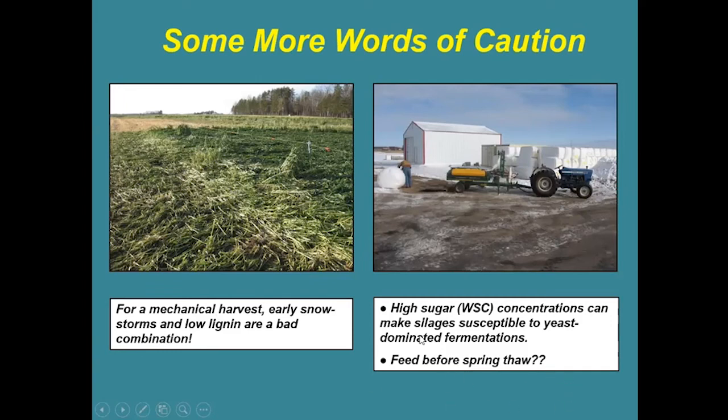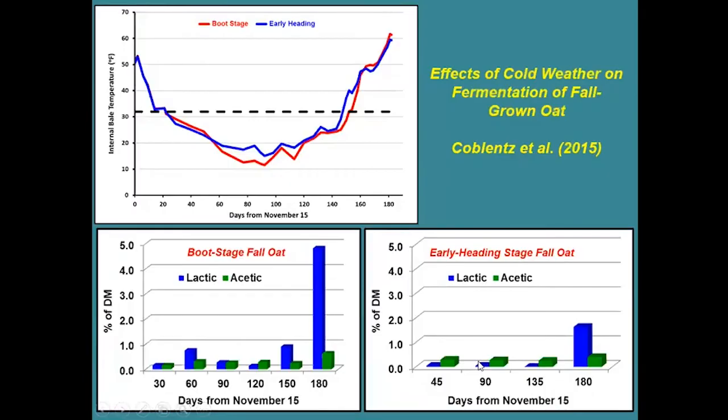The second thing is, and I wish I could say, but I don't know for sure how common this is, but when you have very high sugar concentrations in any forage and choose to make silage out of that, there's the potential for a yeast-dominated fermentation. And I did want to comment on this because of the nature of the audience.